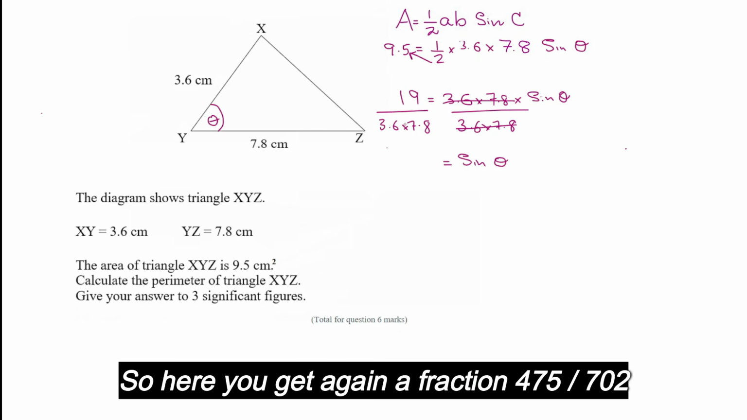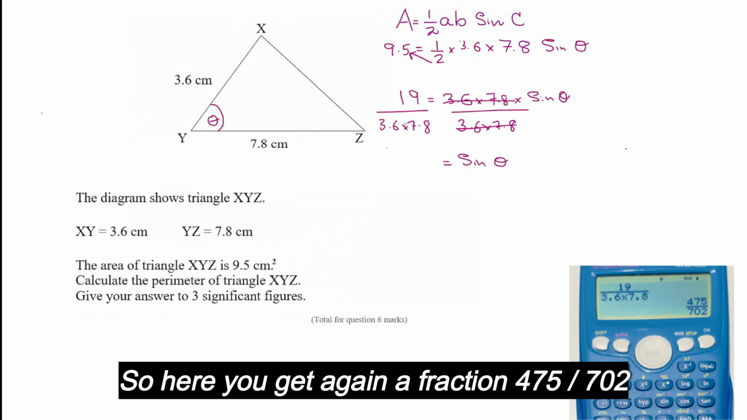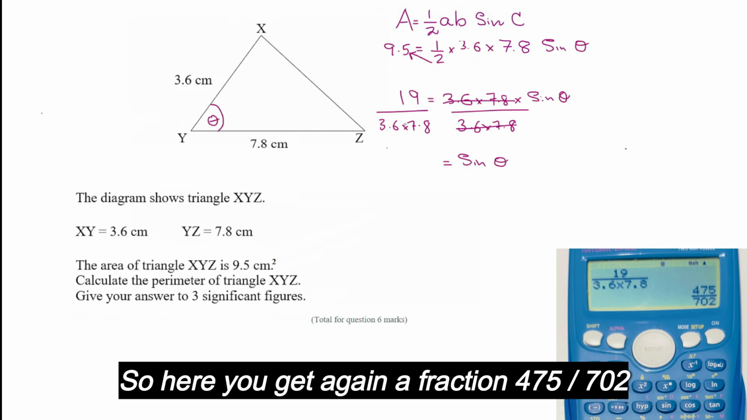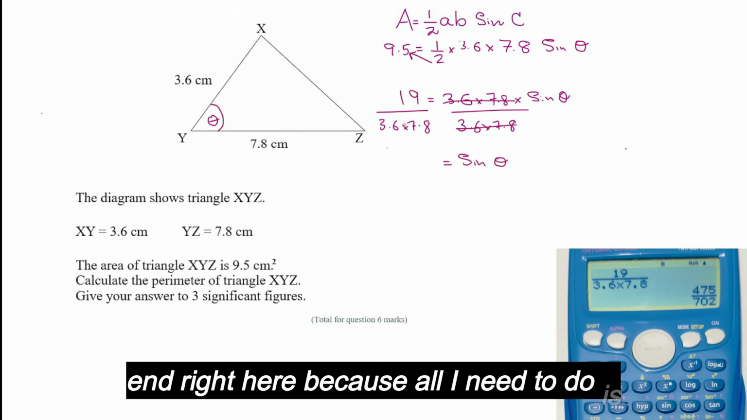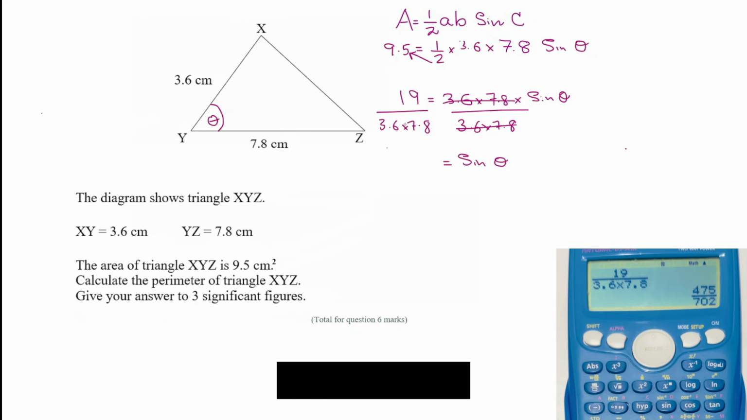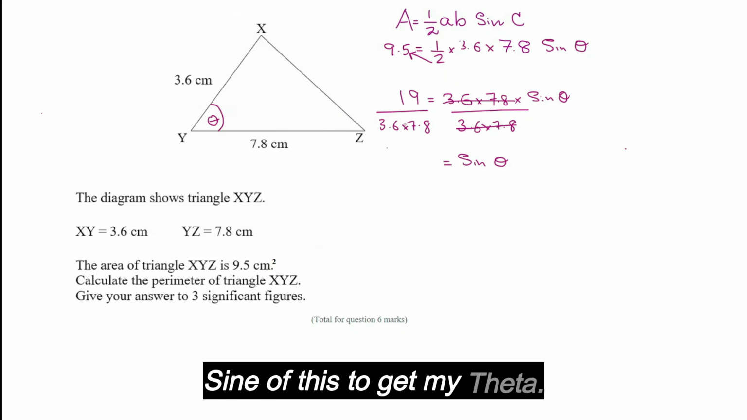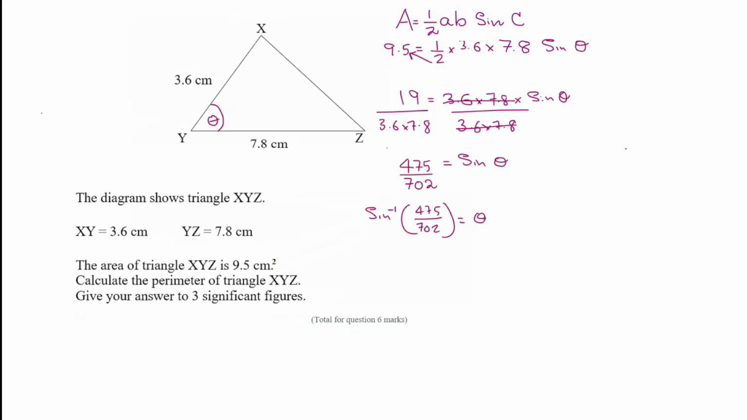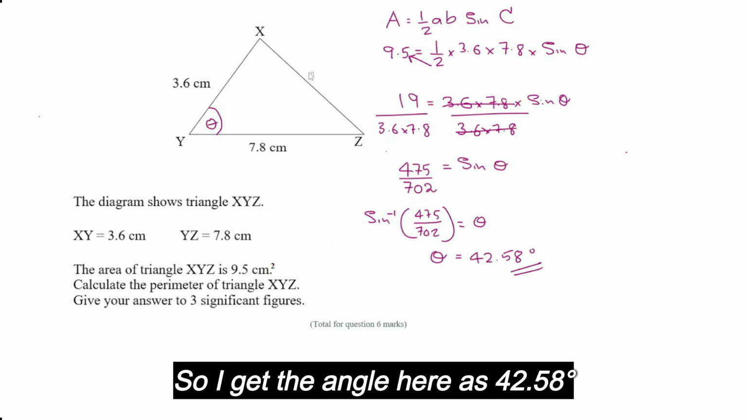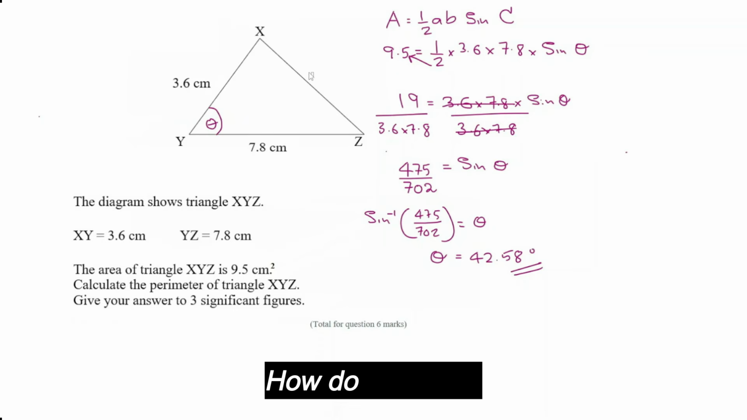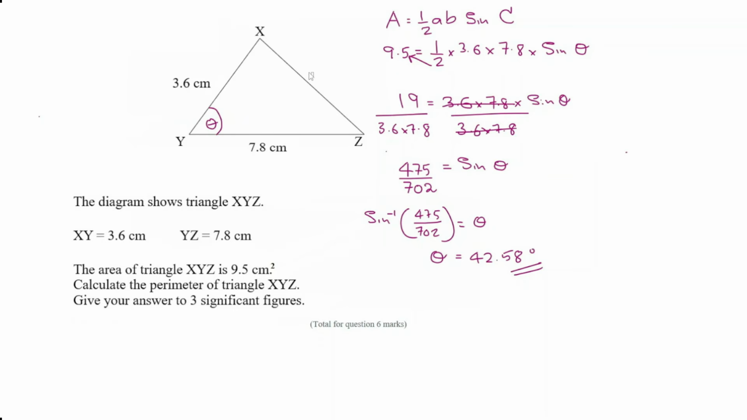So here you get, again, a fraction. 475 divided by 702 is sine theta. Now, I'm not going to get the long decimal and write it here, because all I need to do is take the inverse sine of this to get my theta. So I get the angle here as 42.58 degrees. Right. Now, how do I find XZ? That's really easy. That's the cosine rule.